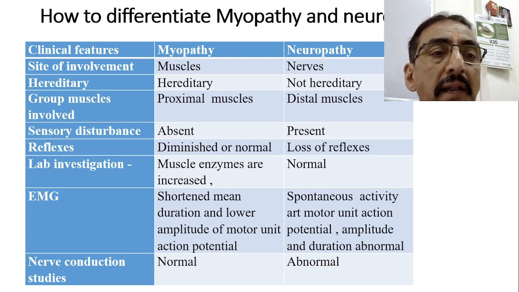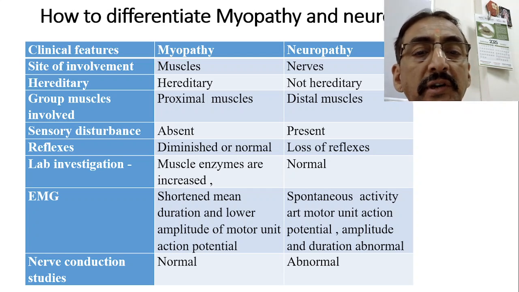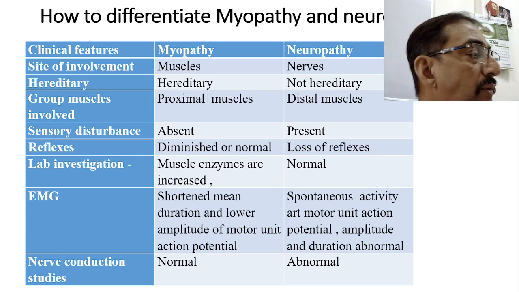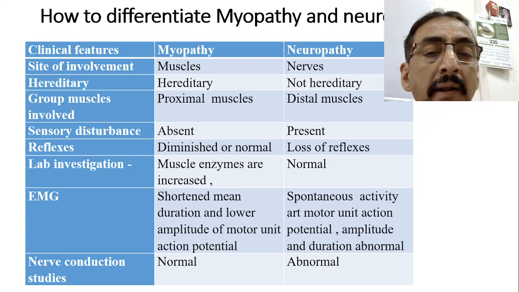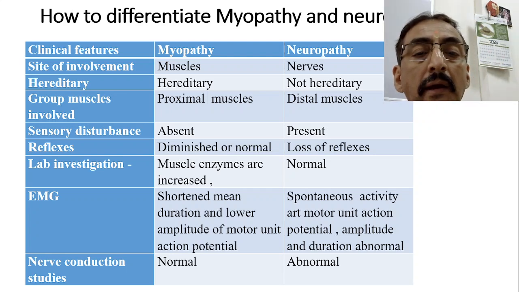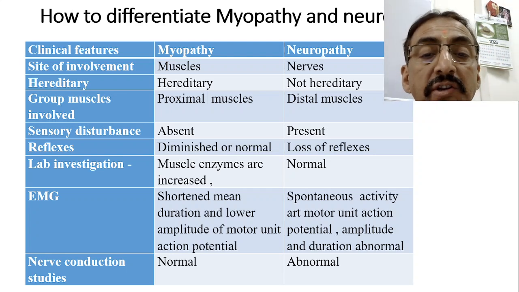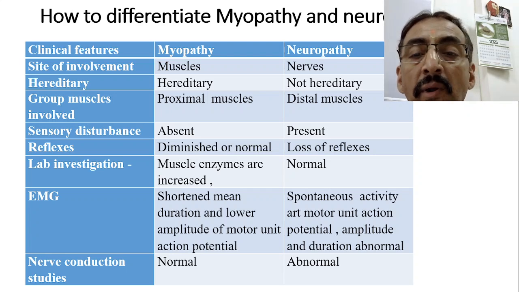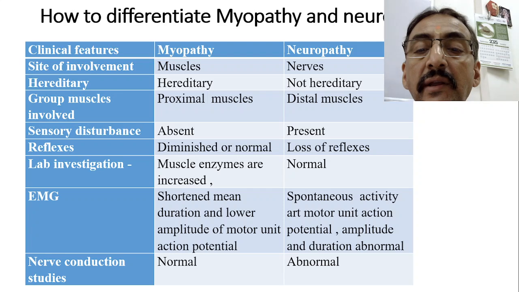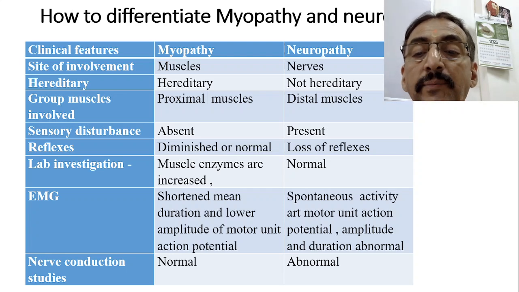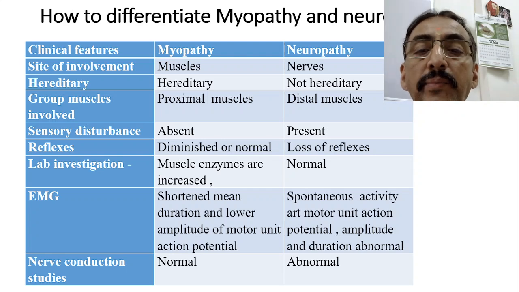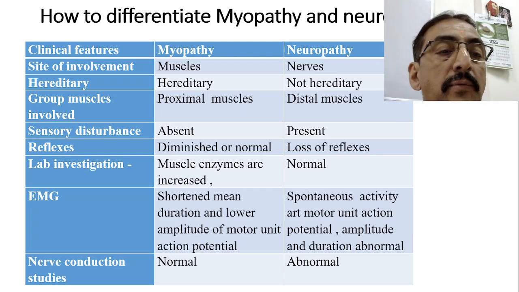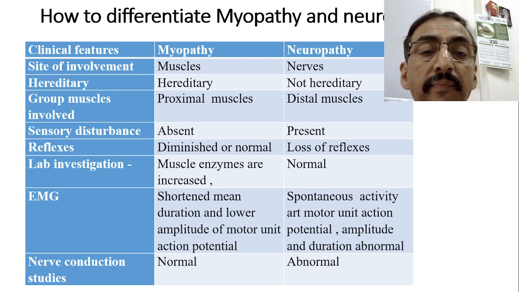Talking about EMG, electromyogram, in myopathy a shortened mean duration and lower amplitude of the motor unit action potential will be seen. Whereas in neuropathy, there is spontaneous activity, and the amplitude and duration of the motor unit action potential are abnormal. That means in neuropathies you will have an abnormal electromyogram.